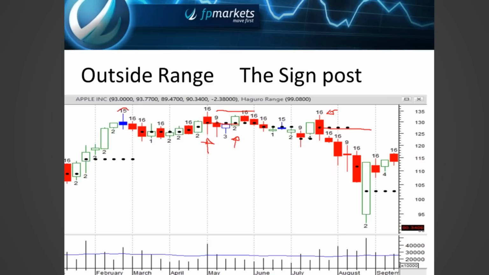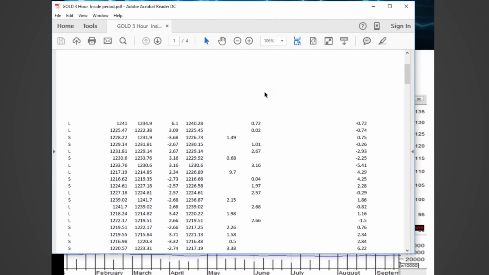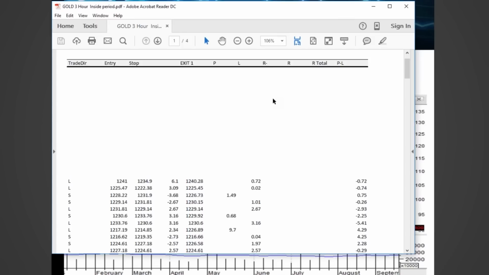Now I think I can show you a document here. This is essentially a work in progress. What I've done is build a very simple spreadsheet on an observation that I've made in the gold market. I'm building statistics on this, a lot of interest around gold at the moment. We'll take a look at the gold chart in just a moment. It covers trade direction, entry, stop, exit, profit, loss, and my R return, my risk reward return of a particular trade.